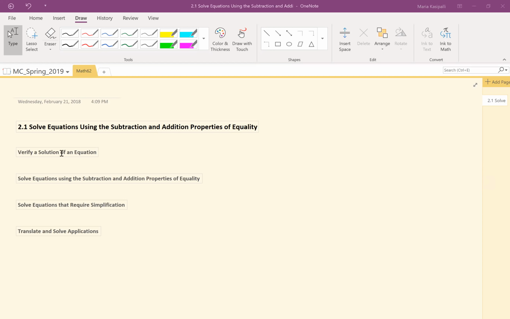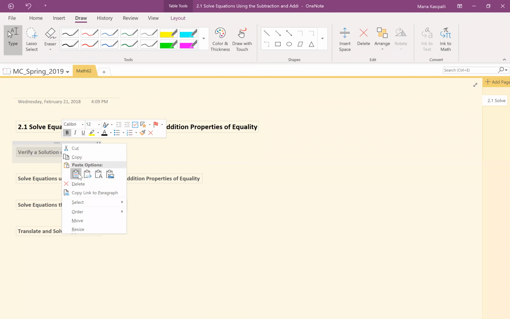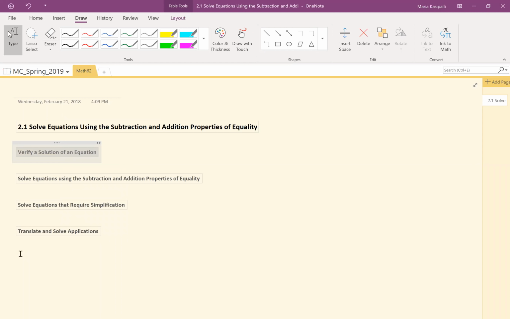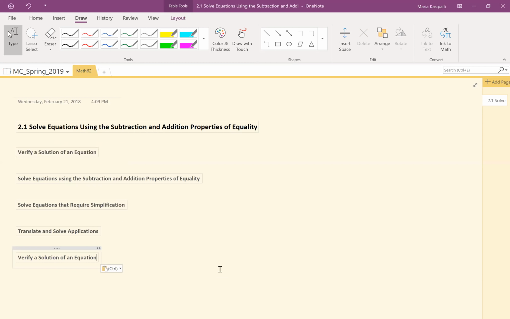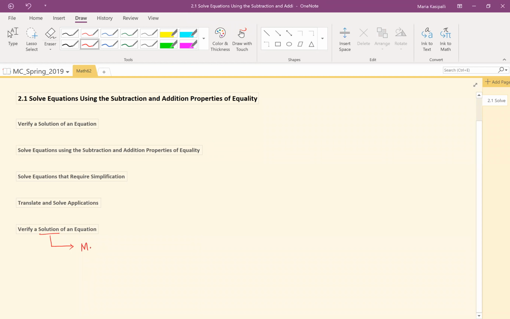When it comes to verify a solution, we are looking at finding or determining if the solution that is given to us is indeed true for the equation. In other words, we need to see if it makes the equation a true statement when substituted.